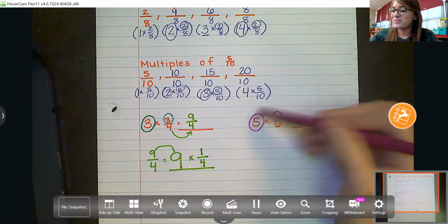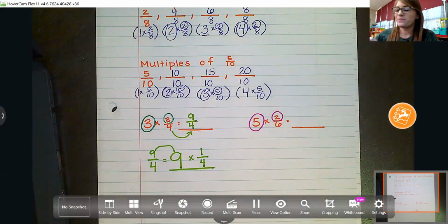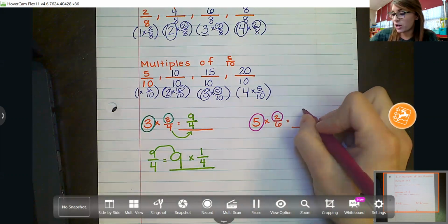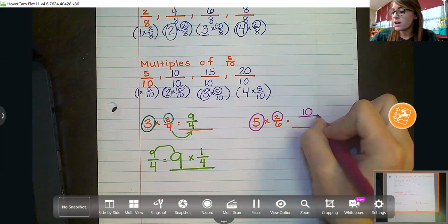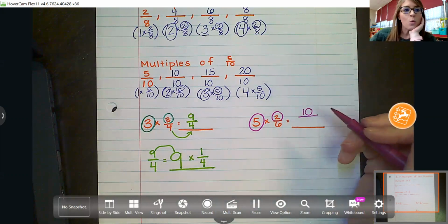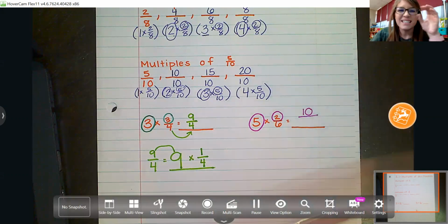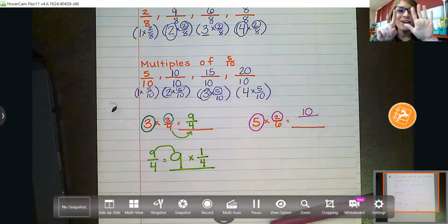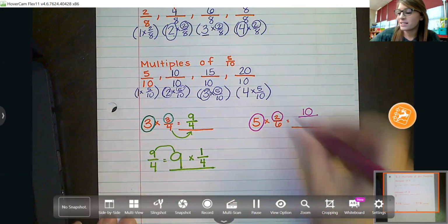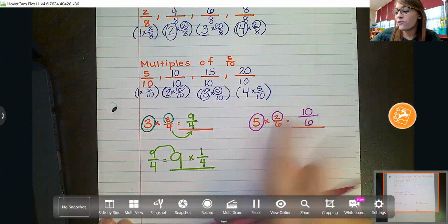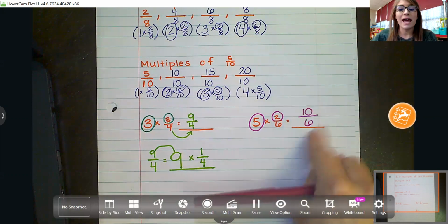All right, so 5 times 2 is 10. Very good. And that's going to become our numerator. And our denominator is going to be what? Show me with your fingers. I can see. Very good. 6 is correct. Great job. So 5 times 2/6 is 10/6.